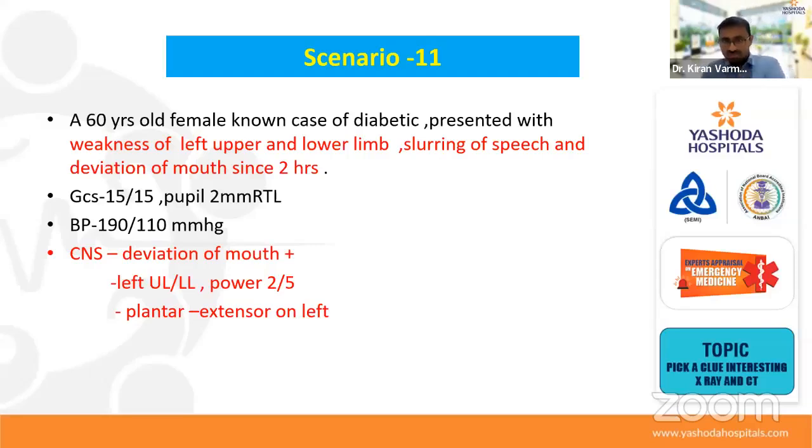Stroke, ischemic or hemorrhagic? Right MCA, very good. Reshma, Rimi: stroke, right CVA. Is it right CVA or left CVA? Acute stroke. Good. Next slide.